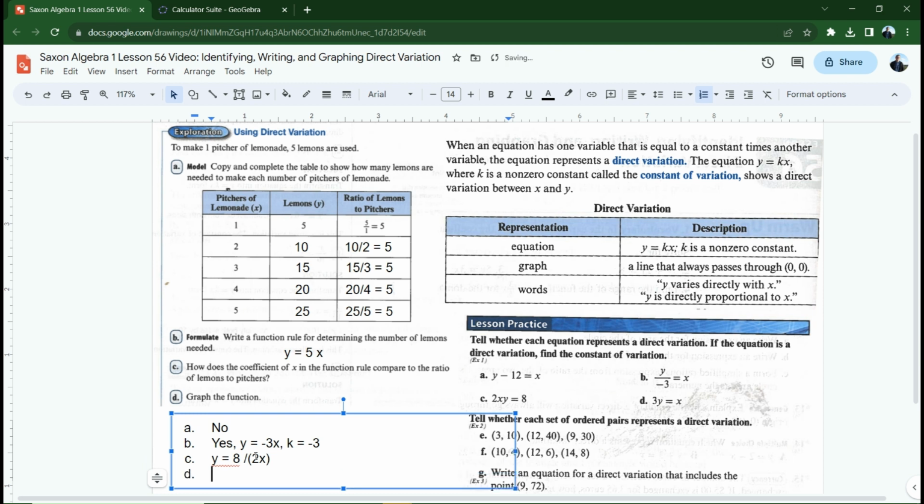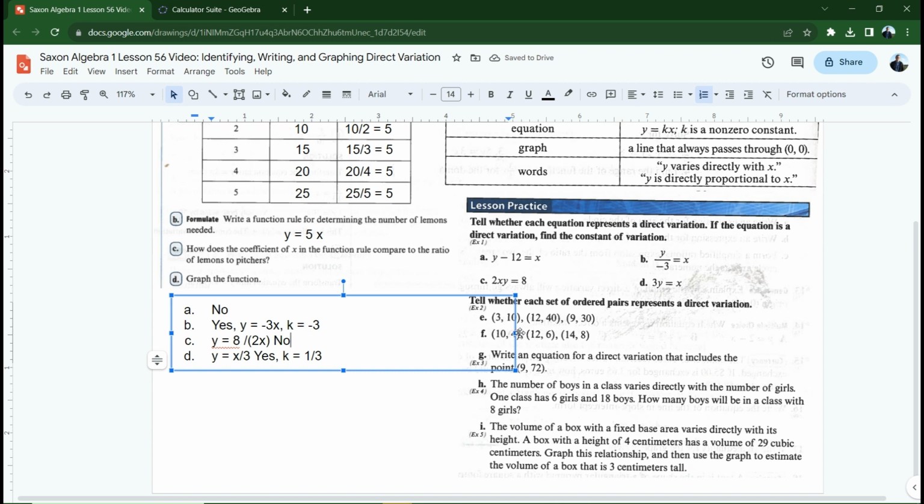Let's look at letter D. For letter D, we have 3y equal to x, or y equals 1/3 times x, or x over 3. Yes, this is direct variation, and our constant of variation is 1/3. By the way, I forgot to write it, but this one's not.